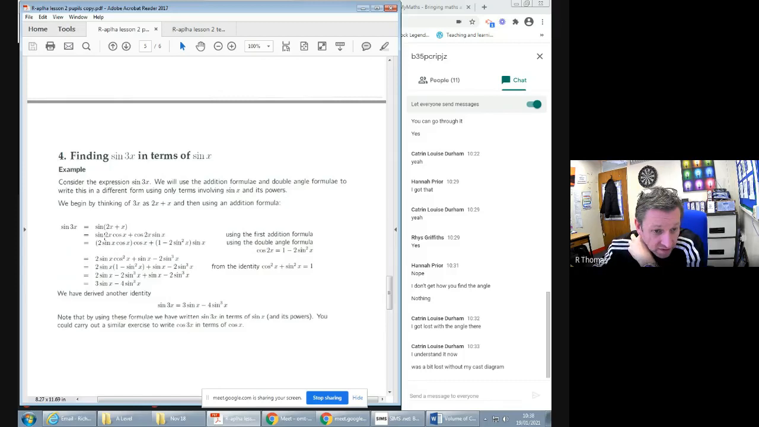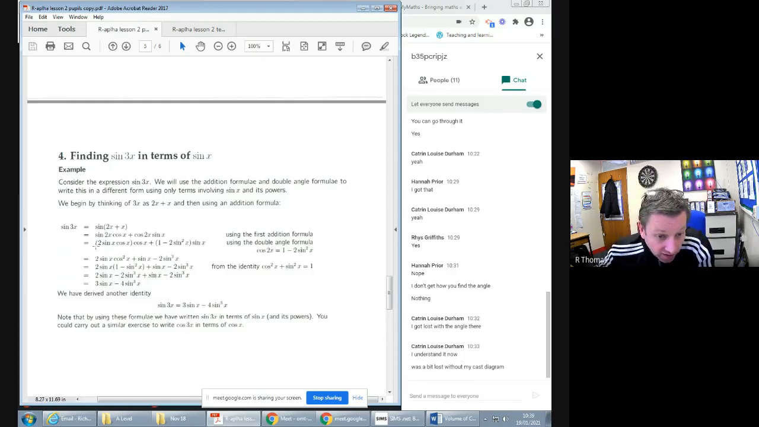So instead of sine 2x, I'm going to rewrite that as 2 sine x cos x, if you remember the identities from last time. And instead of my cos 2x, I'm going to rewrite it as this one. If you remember, there were 3 options for cos of 2A, or 2 theta, or 2x, or whatever letter you want to use. We're going to use this one here, because we want to get it all in terms of sine. So I'm going to swap this cos 2x for 1 minus 2 sine squared x.